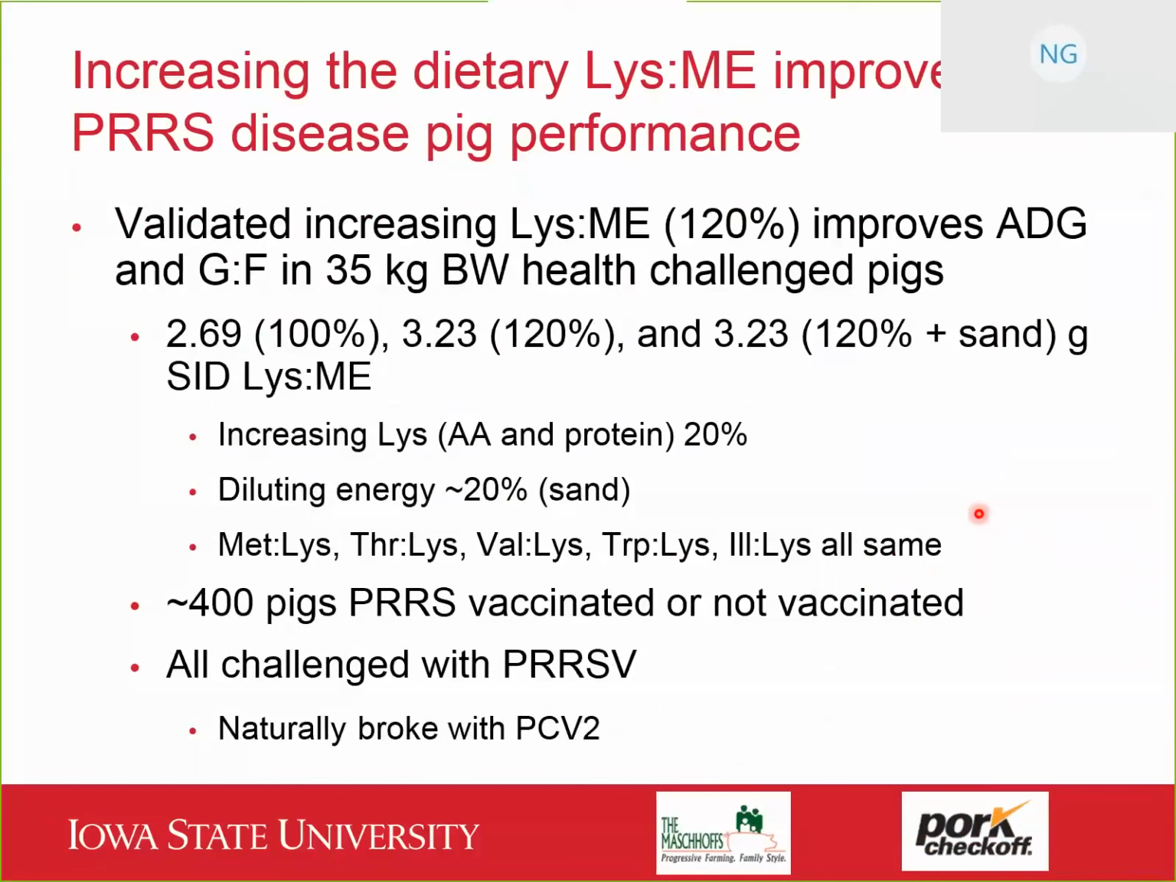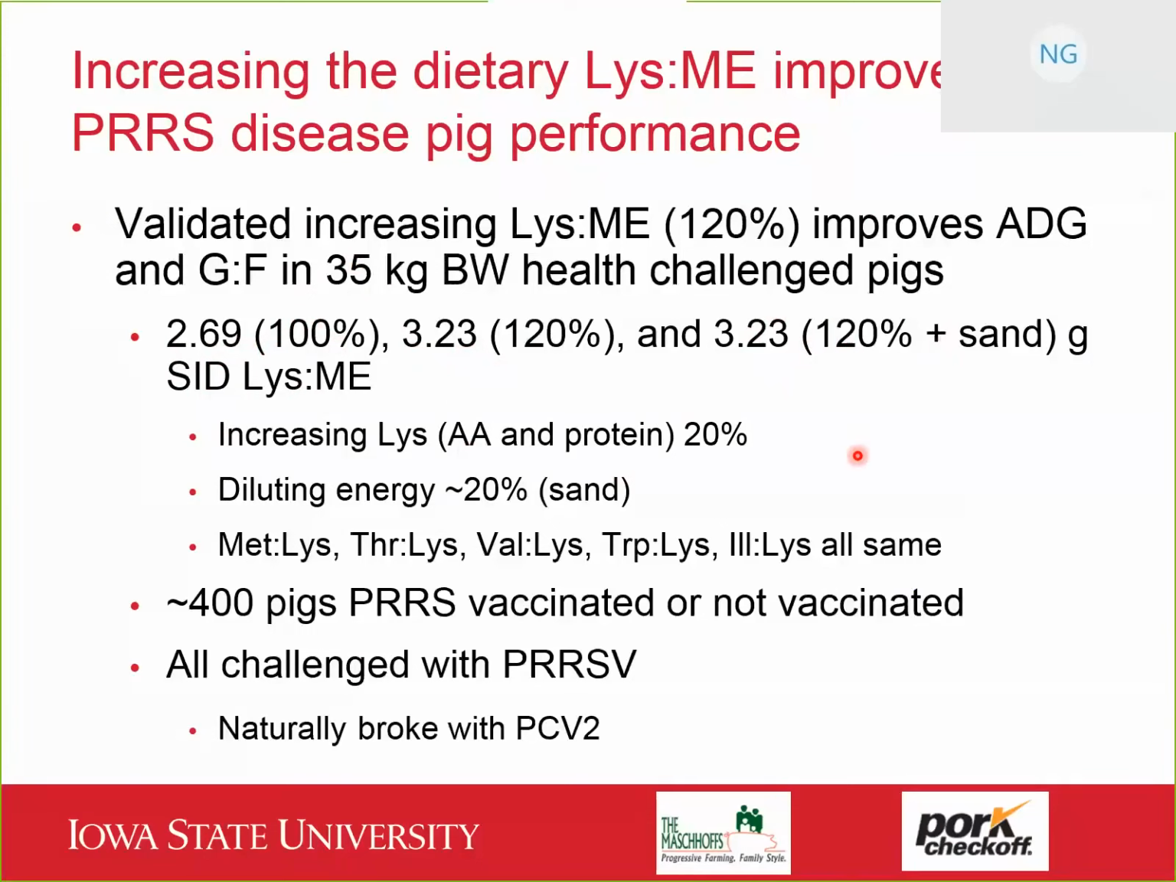So in other words, for this study, we set our grams of lysine at about 2.69 grams of SID lysine per ME, which is 100% for this age pig that we used, so a 35 kilogram pig. And then we did 20% on top of that, which will be 3.23 grams of SID lysine per ME, and we achieved the same ratio by actually diluting energy instead of increasing.